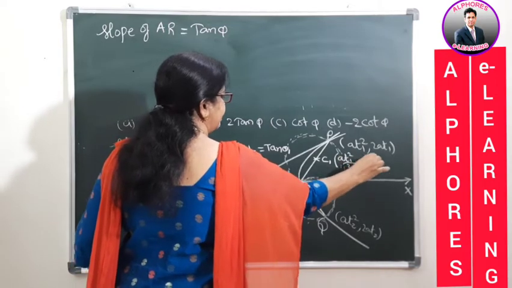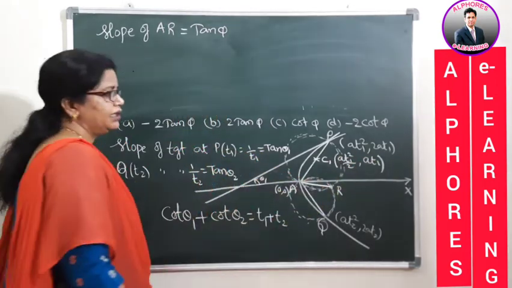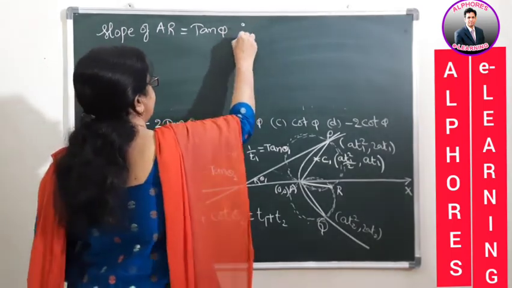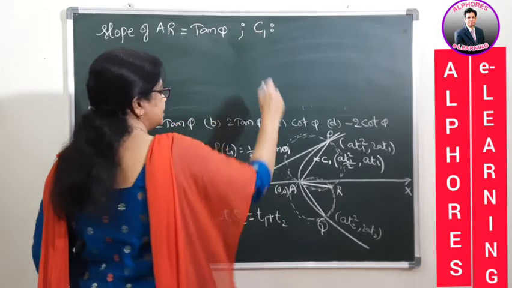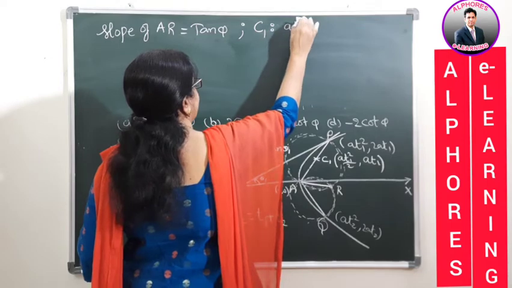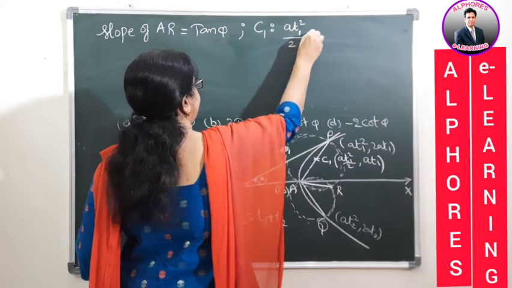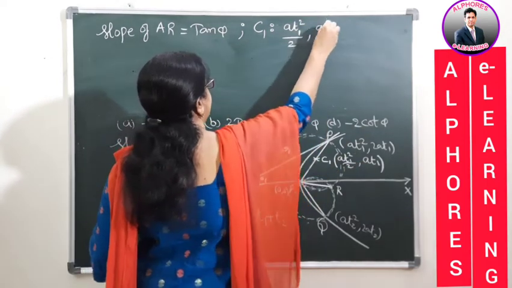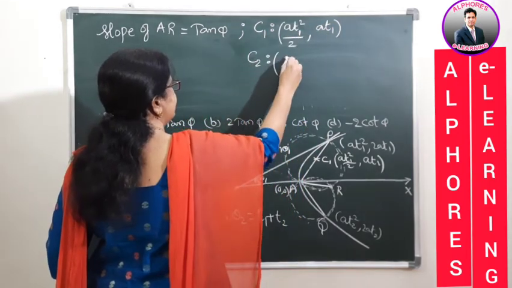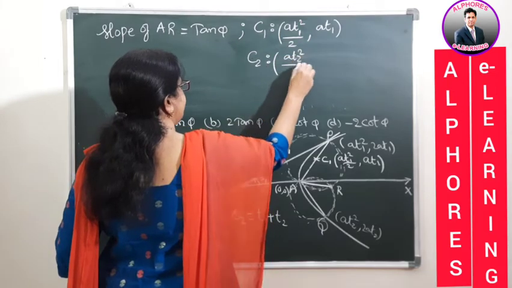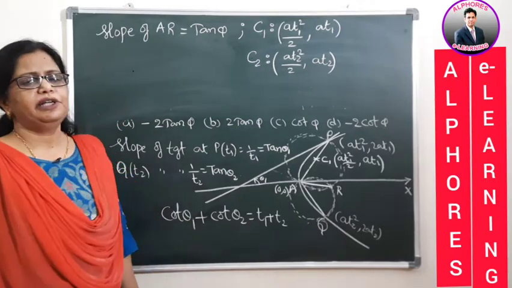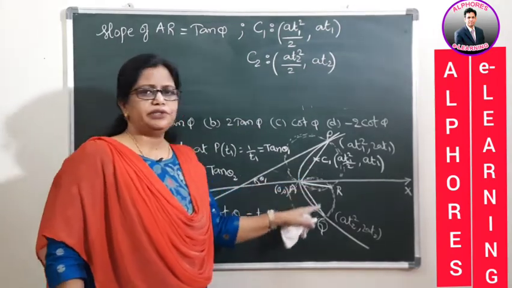Comma how much at1, okay, center of the first circle. Similarly, center of second circle we can obtain. So I am writing here C1, center of the first circle, with suffix 1. It is nothing but at1 square divided by 2 comma at1. And next, what about C2, the other circle's center? In the same way, at2 square by 2 comma at2, right? So you got, students, C1 and C2 which are centers of these two circles, right?